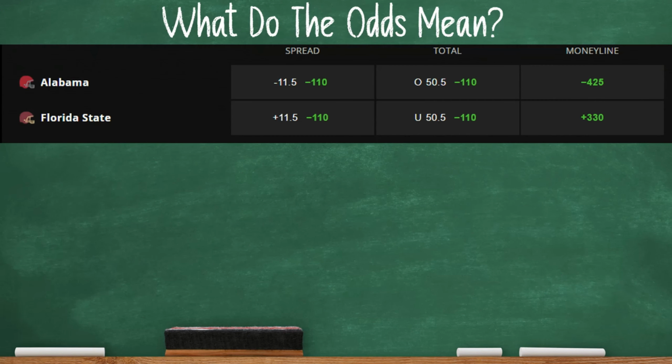All right. So, what do these odds mean? In this example, I'm talking about the numbers in green here next to spread, total, and money line, because this is the most important thing you have to know when you're starting to bet here.